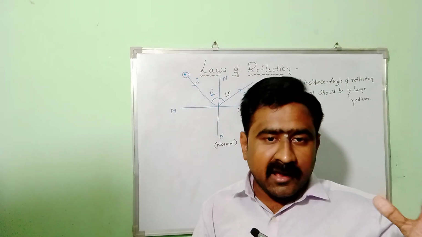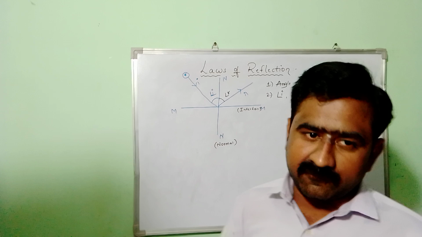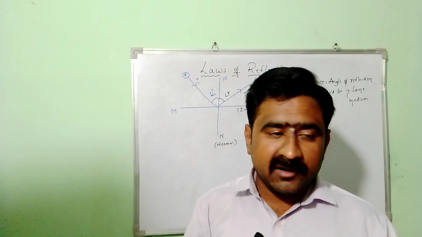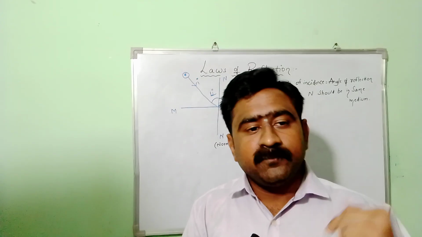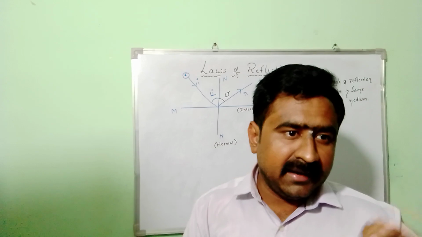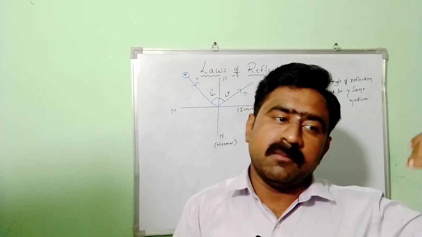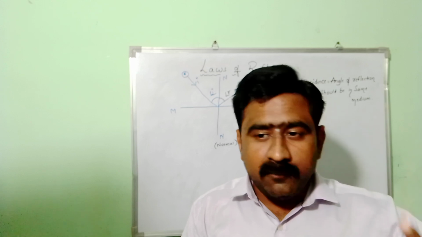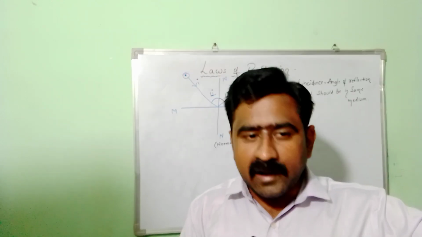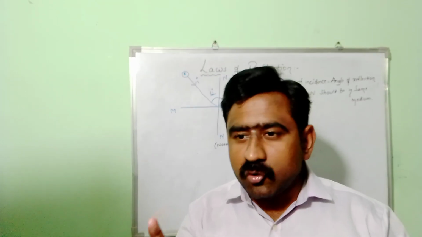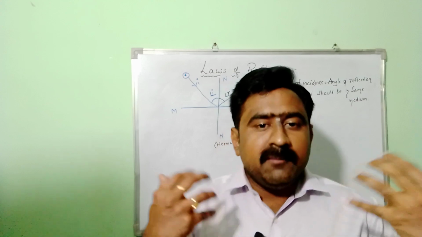As I have already given the definition of reflection, reflection is nothing but the light ray bouncing back in the same medium. Without any change of medium, the light ray is bounced back. That phenomenon of bouncing back of light in the same medium is called reflection. Then what are the important laws?